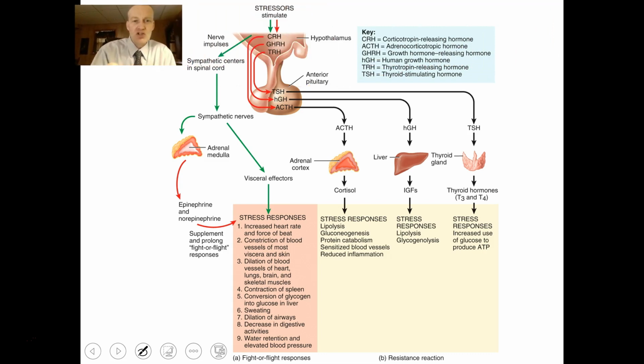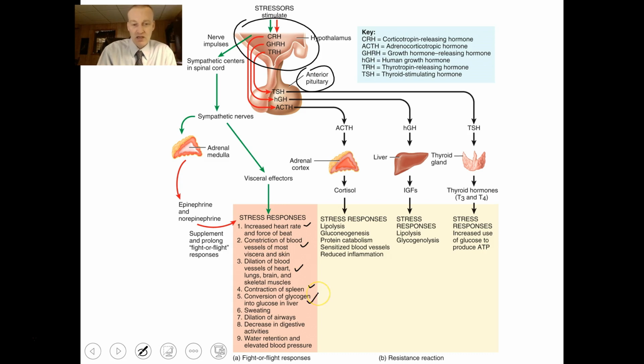So just to orient you with this graphic here, we have the hypothalamus here at the top, and then we have the anterior pituitary over here. So during the stress response, we can increase the heart rate, increase constriction of blood vessels, thus increase our blood pressure. We can dilate blood vessels in places that are important for survival, like the muscle tissue. We can contract the spleen, which is a reservoir of blood, so that can increase the amount of blood in our bloodstream for our brain to work and for our muscles to work.